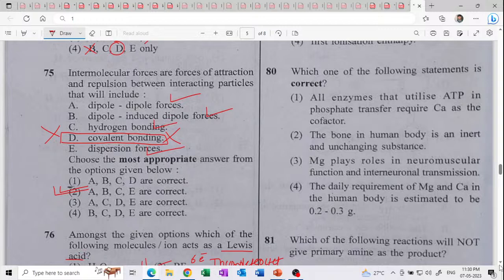Which of the following statements is correct? All enzymes that utilize ATP in phosphate transfer require calcium as a cofactor. Not calcium, it requires magnesium. So this is wrong. The bone in the human body is inert and unchanging. This is very wrong. Bones keep changing. Bone changes. The size of the bone keeps increasing. So this is wrong. So this is a question from the elements of group 2 and 3. Alkali, alkaline earth metal.